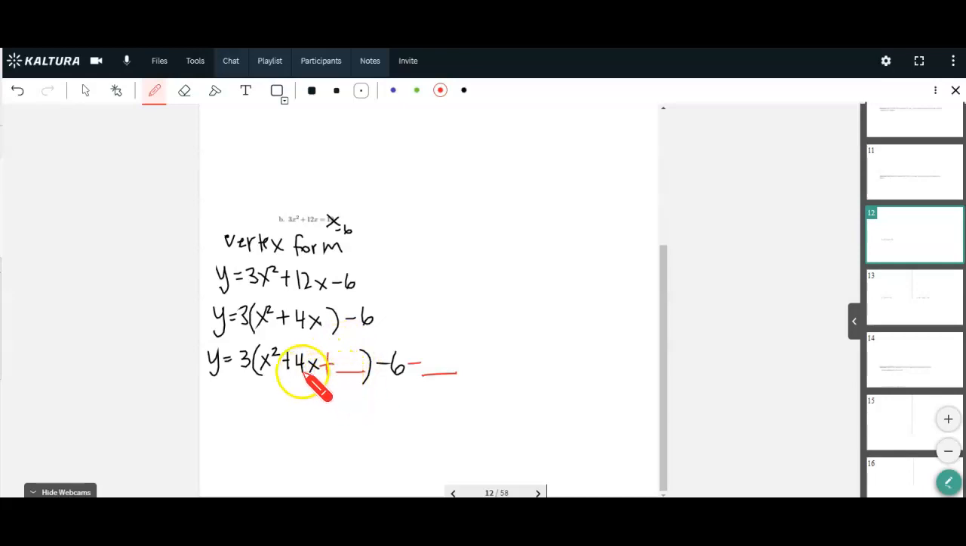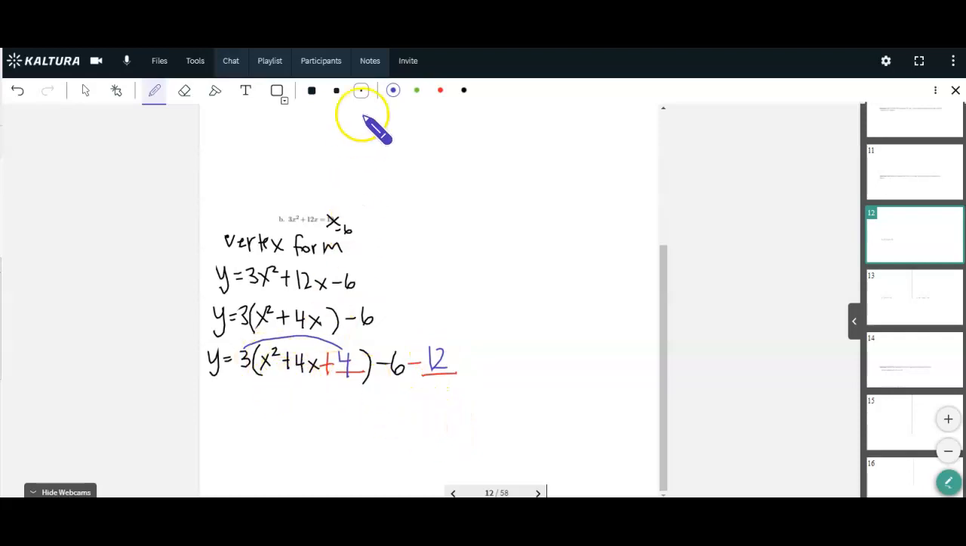Now I need to figure out what goes in my blank here. I do half of the middle term, so half of 4 is 2, and 2 squared is 4. So 4 goes in here. Then I'm not going to put 4 here because it's not really 4 that I've added to this, because I have this times 3 on the outside here. So 3 times 4 is 12. So 12 is what I really added here. So I need to make sure that I subtract off 12.